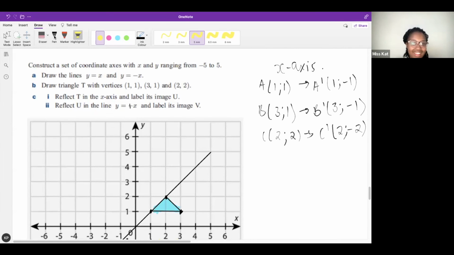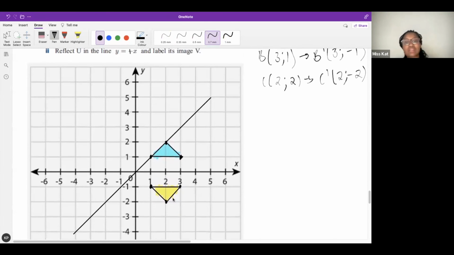Wow. Thanks, guys. Okay. Now we have U, which is the new one. Now we have to reflect U in the line Y equals X. So which one are we reflecting, guys? The blue one or the yellow one? Which one are we reflecting? Yellow in the line Y equals X. So what's the rule for reflecting in the line Y equals X? What do we do to the coordinates?